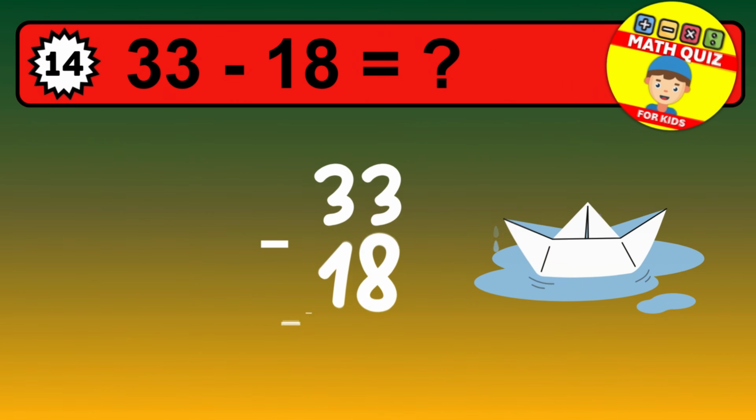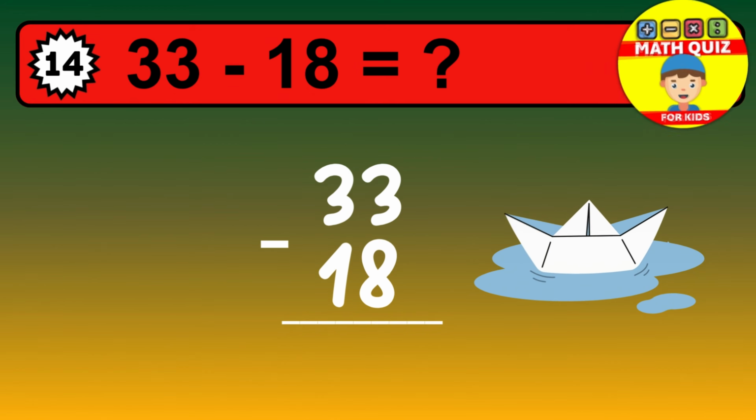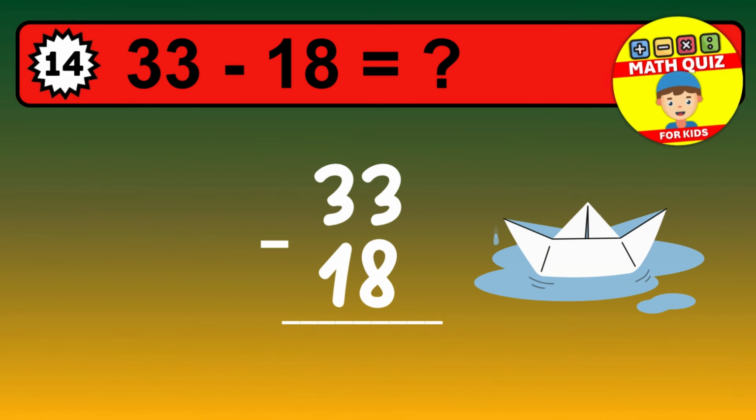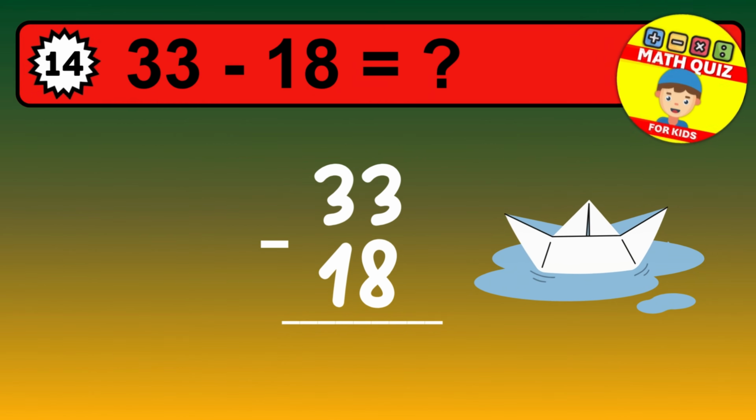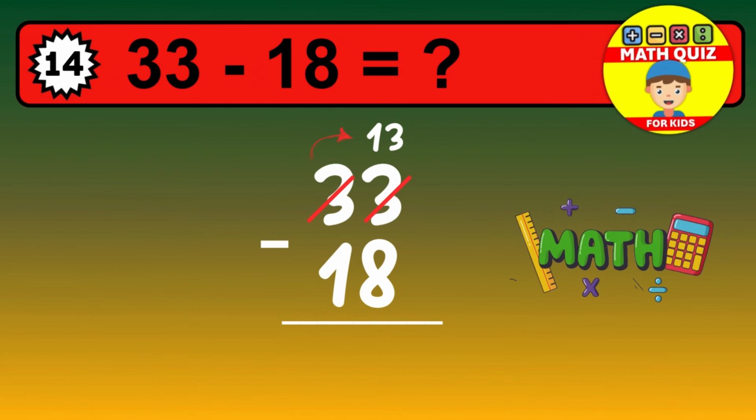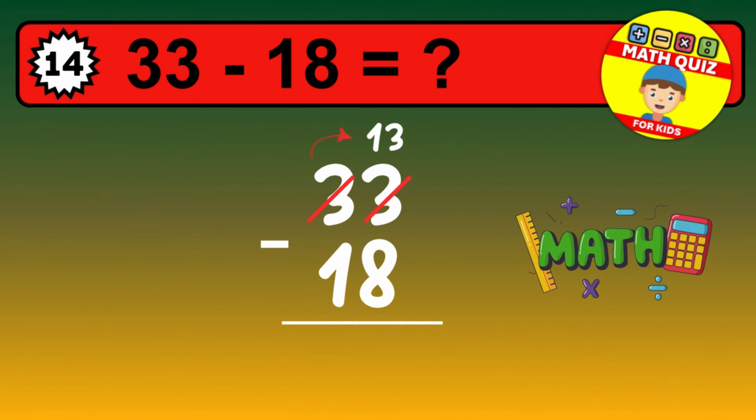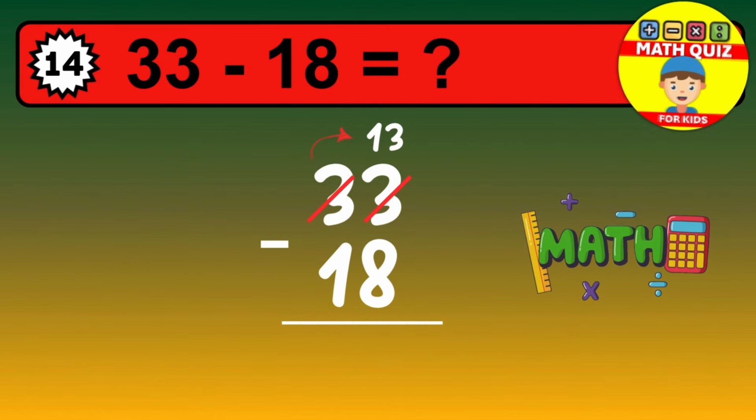Let's solve this step by step. We start with the units. 3 minus 8 is not possible, so we need to regroup. We take 1 ten from the tens column. Now we have 2 tens, and the units become 13.